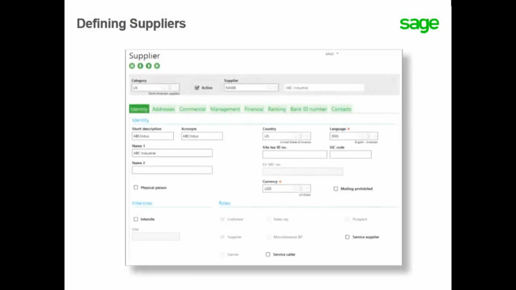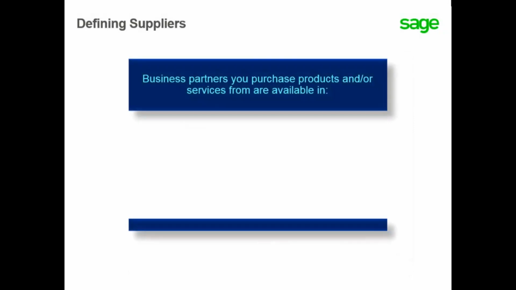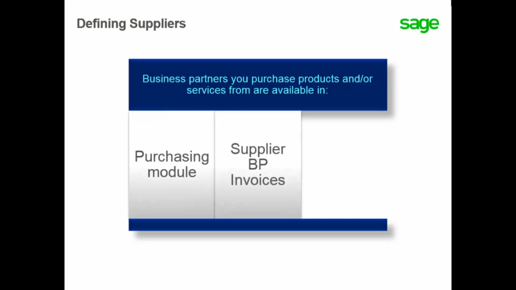In this topic, you will learn how to define suppliers. Now, suppliers are those business partners from which you purchase products and/or services, and are available for selection in such functions as the orders function in the purchasing module, in supplier BP invoices function, as well as APAR accounting module.